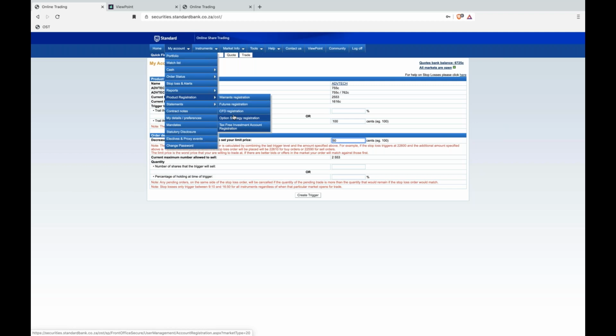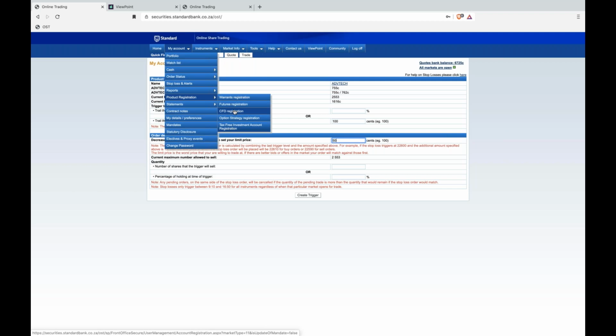Warrant account is just a normal account, but you pay a flat 50 Rand per warrant trade, regardless of size. Futures is for single stock futures, index futures, commodity futures, and currency futures.